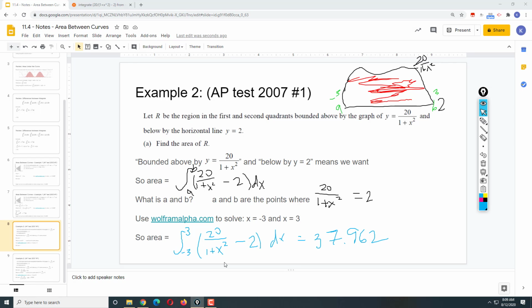So really, finding the area between curves just means finding the difference between two definite integrals. The key is we gotta figure out where our limits of integration are, a and b, which is usually just setting the two functions equal.